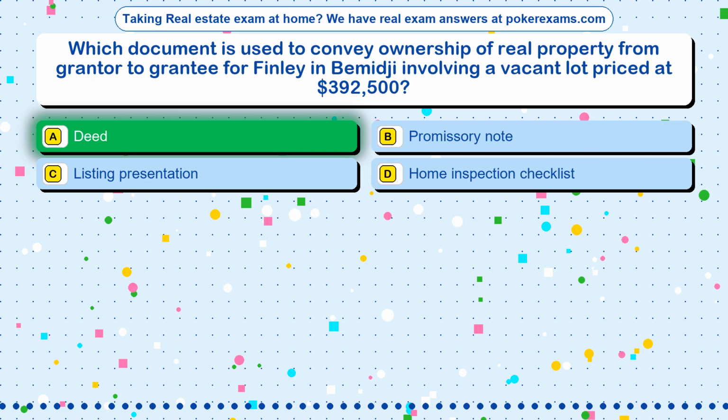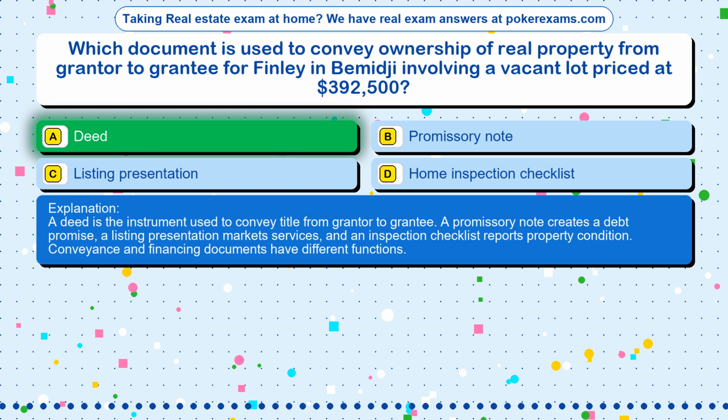The correct answer is option A. Deed. A deed is the instrument used to convey title from grantor to grantee. A promissory note creates a debt promise, a listing presentation markets services, and an inspection checklist reports property condition. Conveyance and financing documents have different functions.